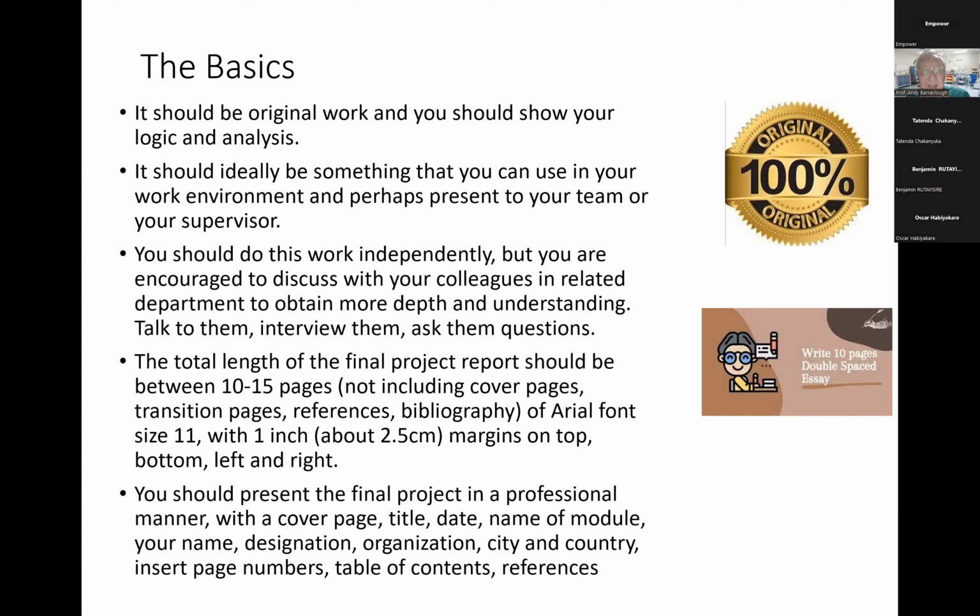Total length, 10 to 15 pages, not including all the cover pages and all the annexes that go with it. It should be in a professional manner, with a title page clearly put there, and put your name on it. Around 60% arrive with no name on, and we have no idea where it's from. We have to try and trace the email address. Put your name on it and the designation, organization, where you're from, the country you're from.